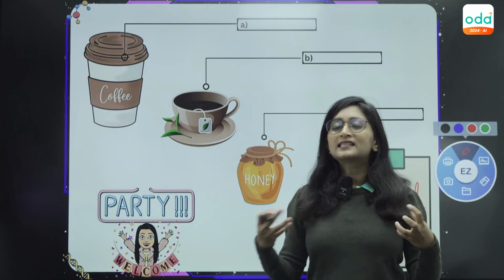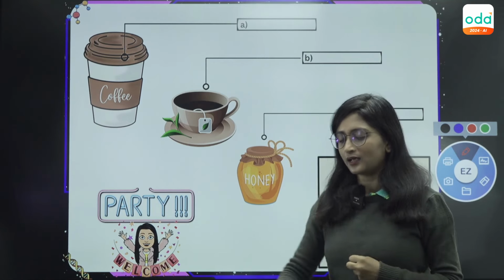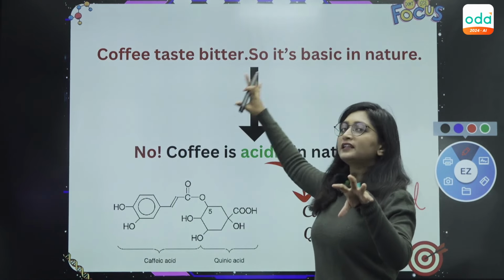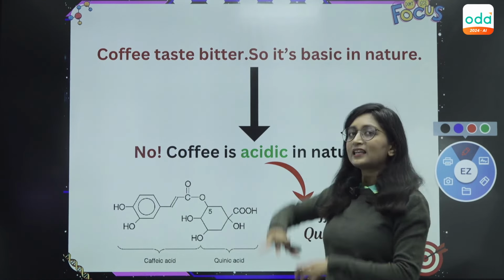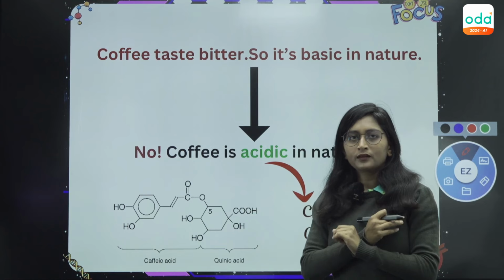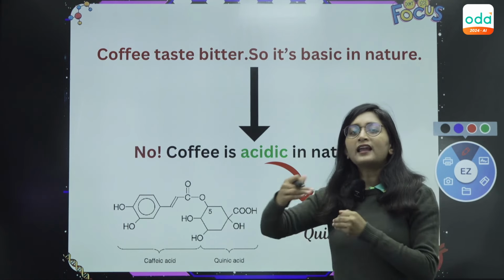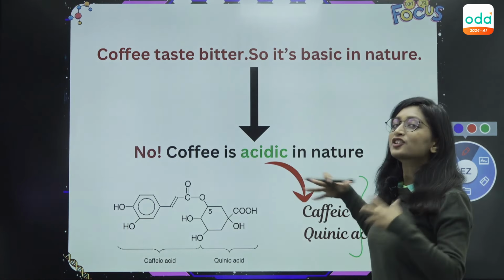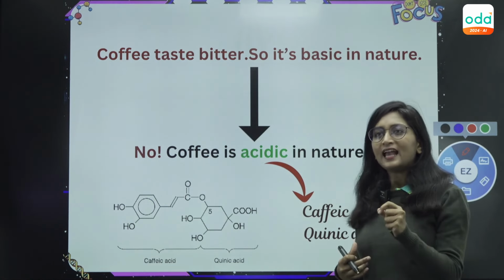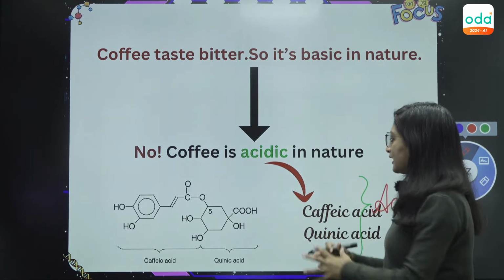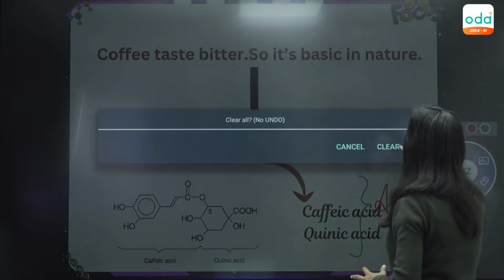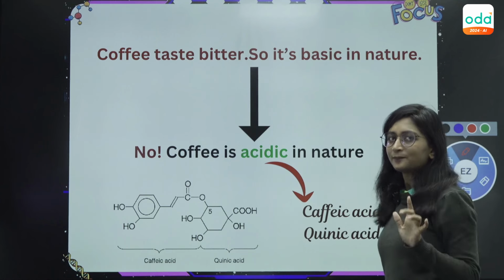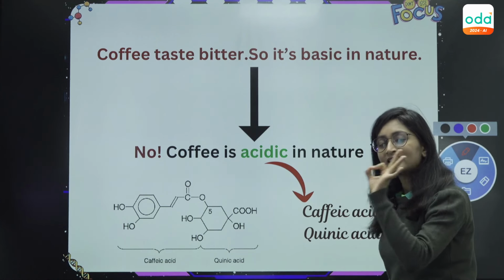Now, what is the reason behind this? So, dear students, coffee tastes bitter, so is it basic in nature? No, absolutely not. Why? Let us find out the science behind it. Coffee is actually acidic in nature. Yes. And why is it so? Because it contains what kind of acid, which gives the acidic content to the coffee?